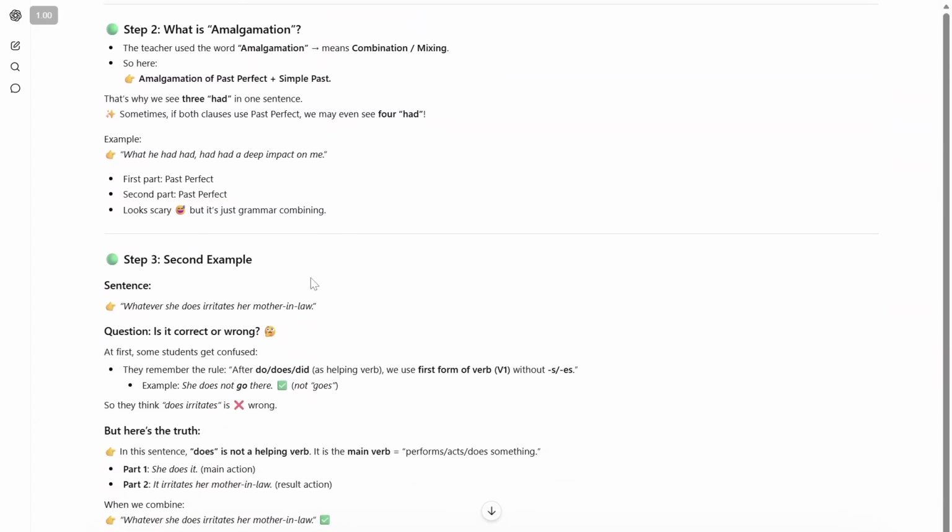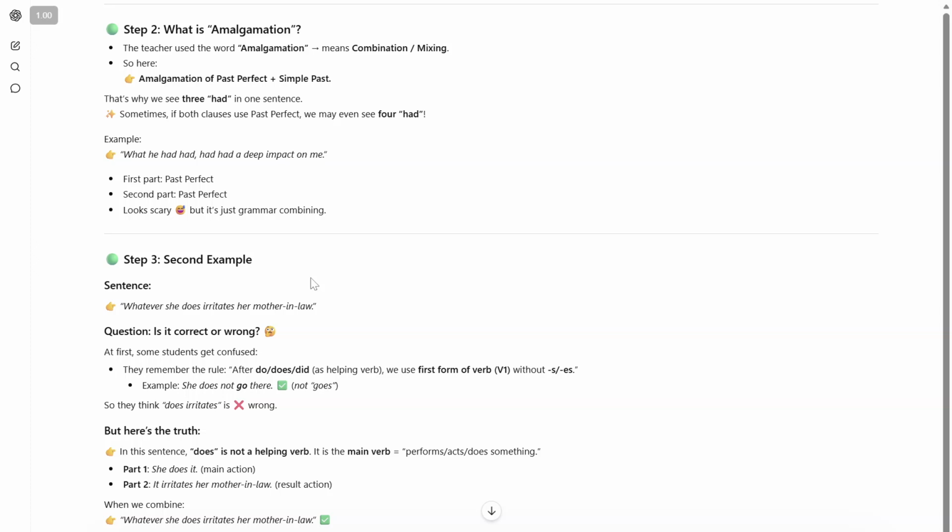Step 2. What is amalgamation? The teacher used the word amalgamation, meaning combination, mixing. So here, amalgamation of past perfect plus simple past. That's why we see three hads in one sentence. Sometimes, if both clauses use past perfect, we may even see four hads. Example, what he had had had a deep impact on me. First part, past perfect. Second part, past perfect. Looks scary, but it's just grammar combining.